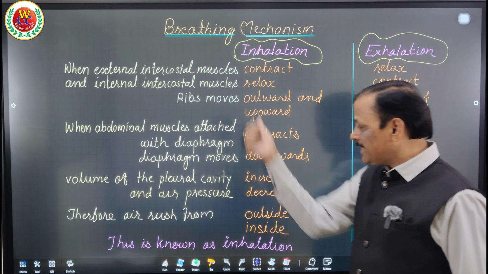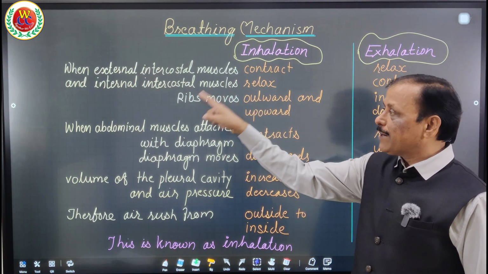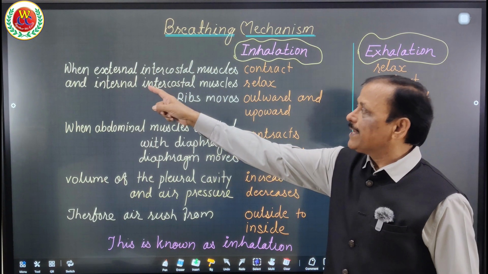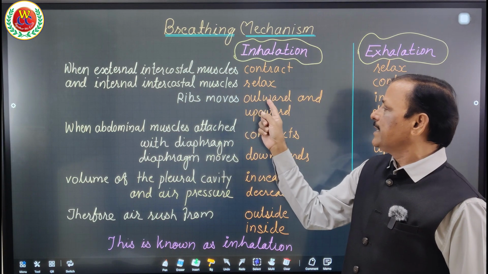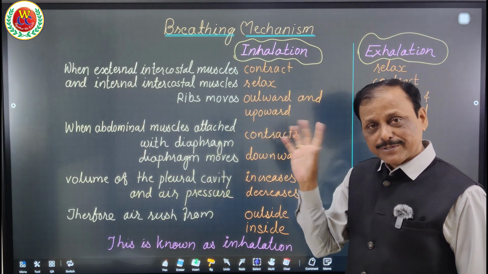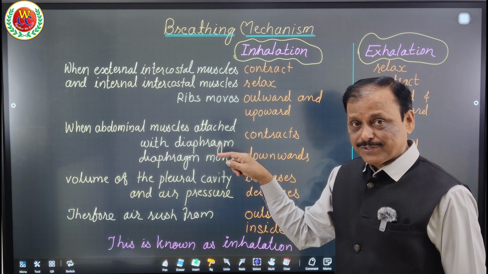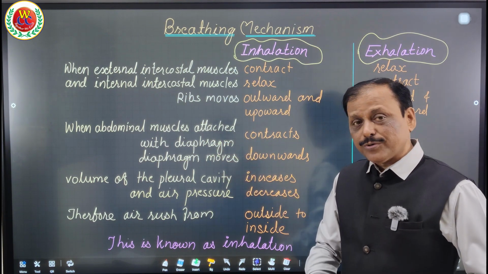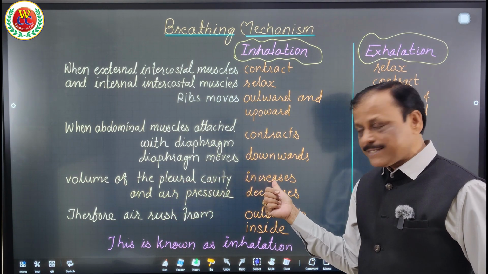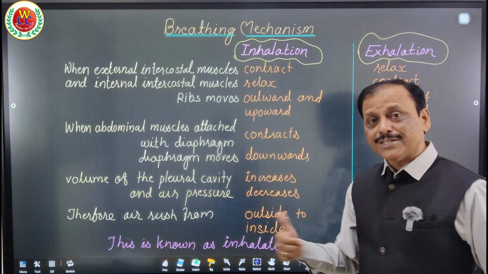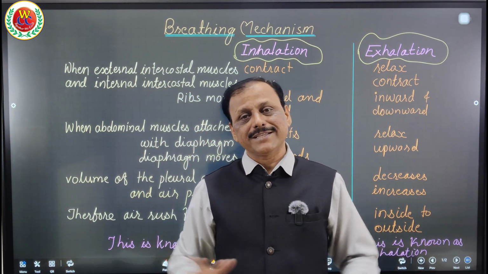And that is what is written in this line along with the sentences. When the external intercostal muscles contract and the internal intercostal muscles relax, the ribs move outward and upward. That is the first statement. Second, the abdominal muscle attached with the diaphragm contracts, the diaphragm moves downward, the pleural cavity increases and air pressure decreases, enabling air to rush from outside to inside. That is known as inhalation.